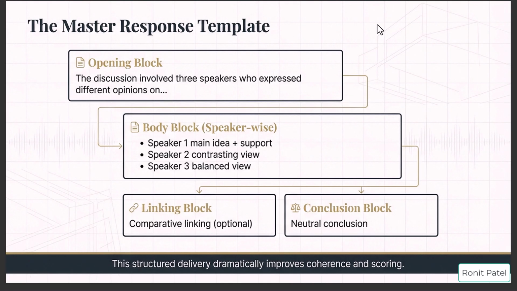Block 3. Linking block. Optional but powerful. The slide labels this as comparative linking. This is where top scorers separate themselves. It shows contrast awareness, synthesis ability, and discourse control.